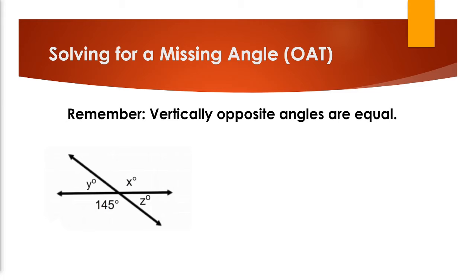According to the opposite angle theorem, vertically opposite angles are equal. So if you take a look at the diagram on the screen, there are four angles created by the two intersecting lines. I know the one angle is 145 degrees. Therefore, I can use that to find the angle that is vertically opposite of it, which is x. And that means that x is equal to 145 degrees. This would also mean that angle y and angle z are equal to one another.